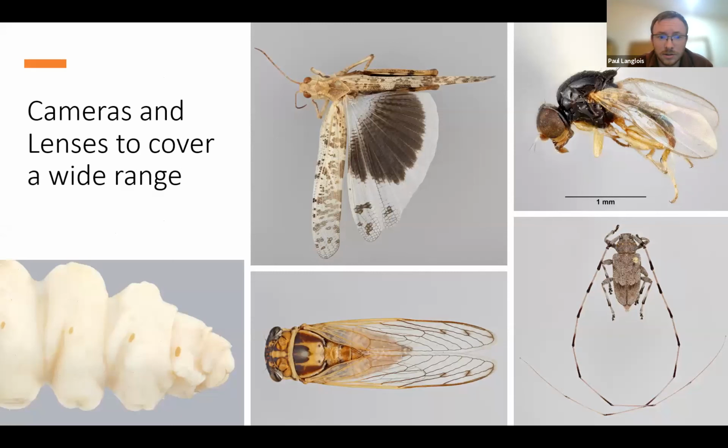So we use a few different cameras and lenses to cover a wide range of sizes of specimens. Here you can see in the top right, there's a fly just over 1 millimeter in size, so pretty small. We also will borrow specimens from different collections that can be quite large, such as these grasshoppers here from the University of Wyoming, large cicadas as well that we've borrowed from the Smithsonian Institution, and all sorts of sizes of beetles as well. So we need equipment that covers a wide range.